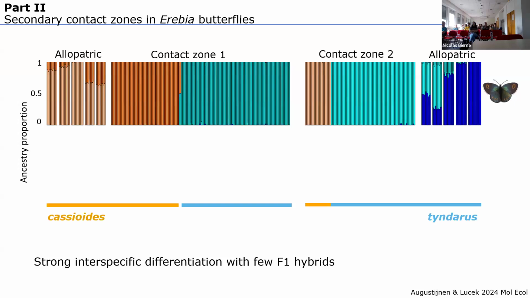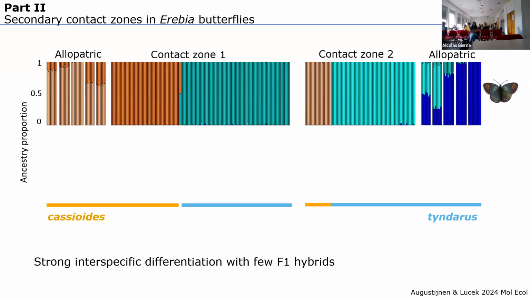Adding now the genomic data, we see that genetically they're also very strongly differentiated. Actually, we only found 2 F1 hybrids in one of the contact zones, and in the other contact zone, probably by chance, we didn't pick one up. Average genome-wide FST is 0.7. It's not very surprising for butterflies. So we have strong interspecific differentiation and just a few F1 hybrids. And we also went through trying to identify different barriers, and I'll give you the summary afterwards.